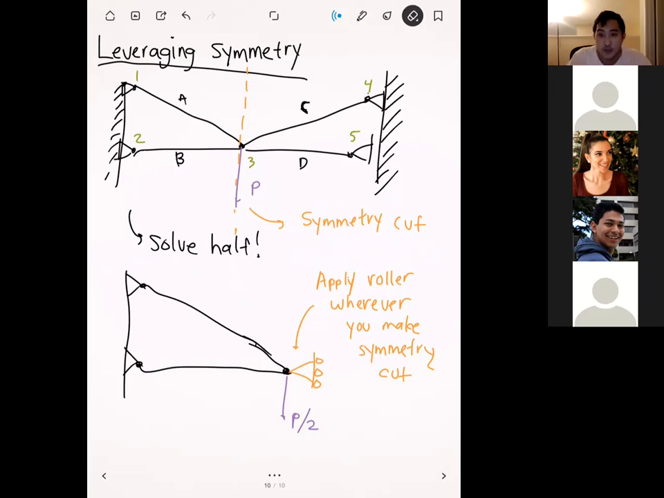All right, so the question is, can the symmetry cut only be applied vertically? No, it can be applied in any direction. Whenever you have symmetry in your problem, you can have a structure that looks the same on top and the bottom. You can apply a symmetry cut horizontally like that, or if you have something that's slanted, you can do a symmetry cut slanted as well. So it's basically wherever you have symmetry, that's where you're going to make the cut.